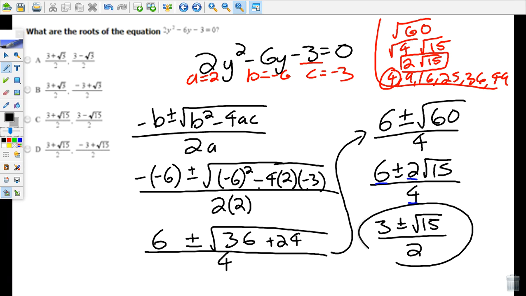So here's our answer. And if we look over to the left, we'll see which one matches this. Positive 3, so it's going to be C. They separated the plus and minus. They have it as 3 plus square root of 15 over 2, and also 3 minus square root of 15 over 2. But that's the same thing as this, except this is written together, whereas their answer choice is just written out.